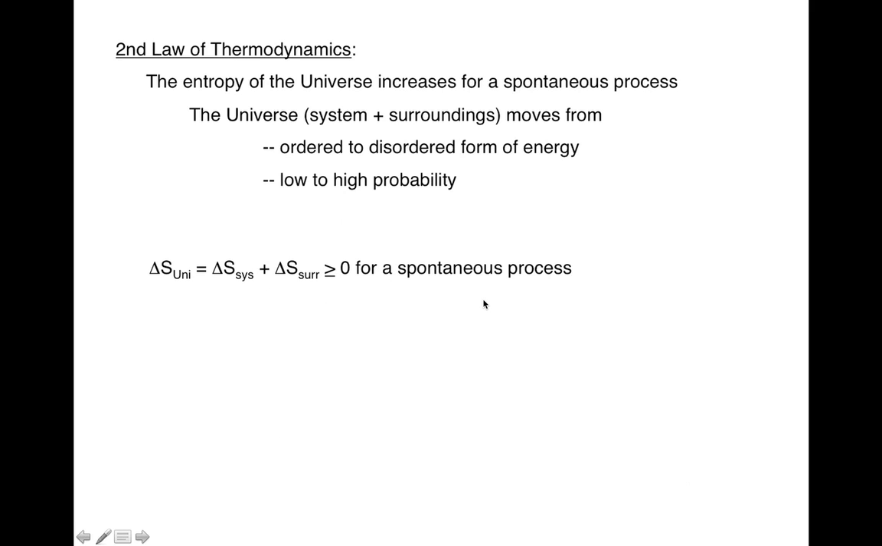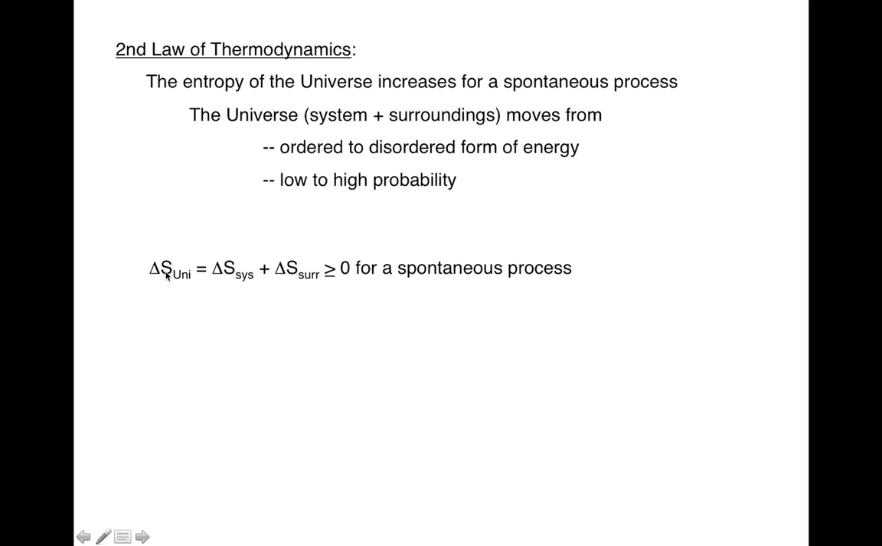Now, the second law of thermodynamics says that the entropy of the universe increases for a spontaneous process. And all that means is that the universe is always moving from an ordered to a disordered form of energy, or really, in terms of thinking about it statistically, from a lower to a higher probability state. This is what really drives the direction of reactions, chemical reactions in the case we're going to be focusing on in this class mostly. So the change in entropy of the universe is always greater than zero for a spontaneous process. You're always going to want low to high probability.